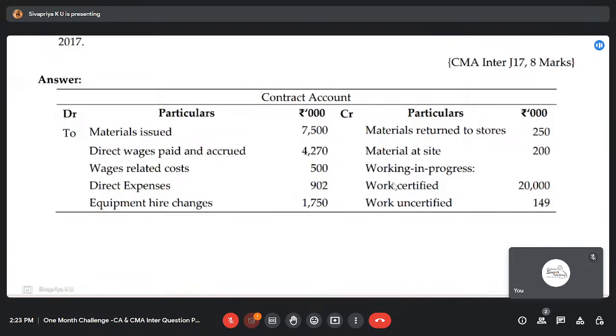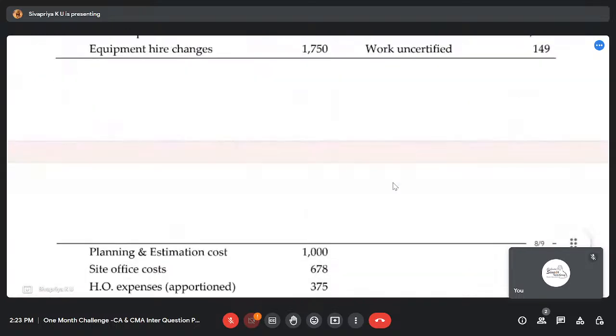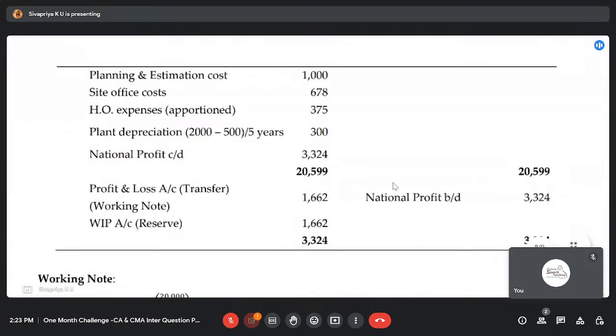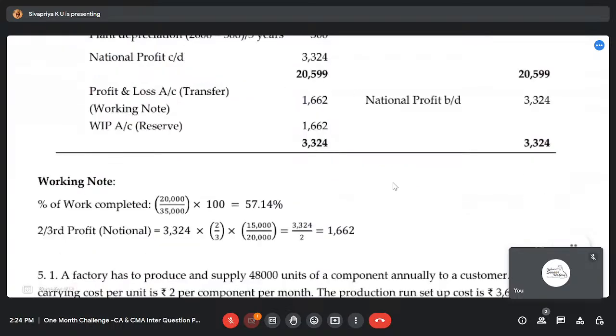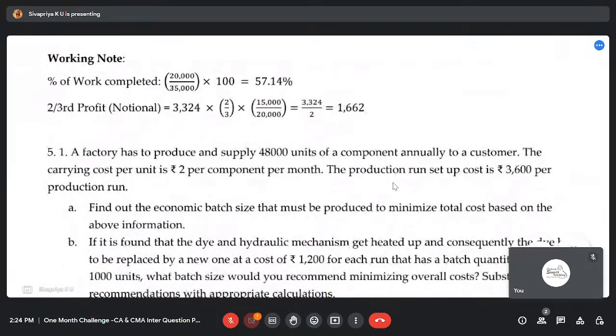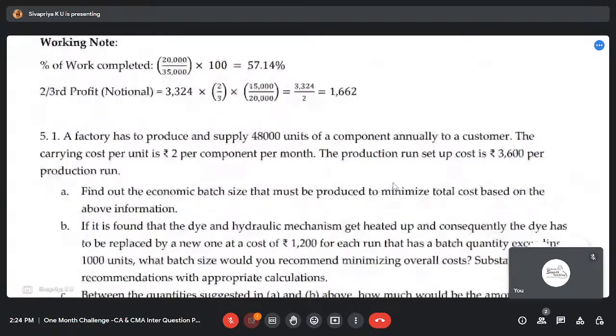Material issue, direct wages, other cost. On the credit side, it is a material return to stores, material at site, work in progress, certified as well as uncertified. So the profit is 3,324. Working note. Question number 5.